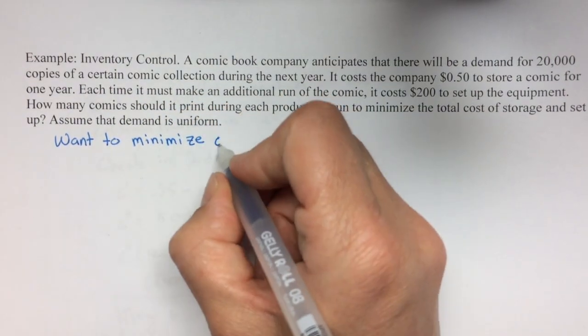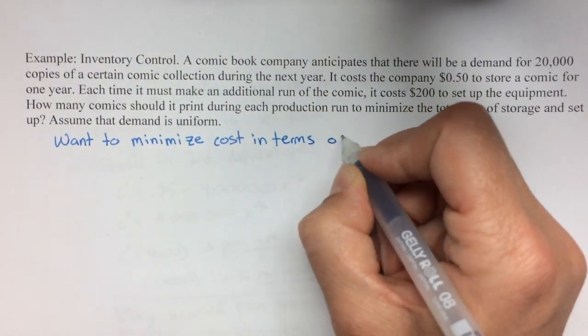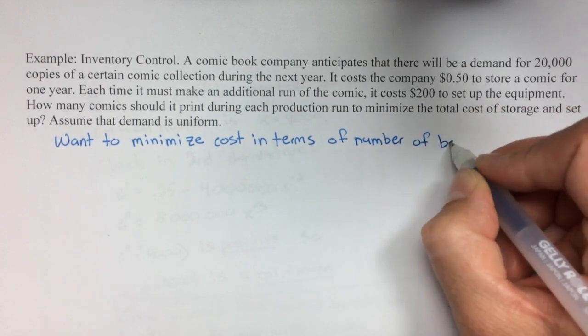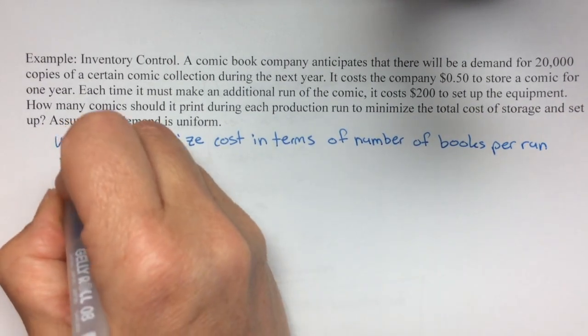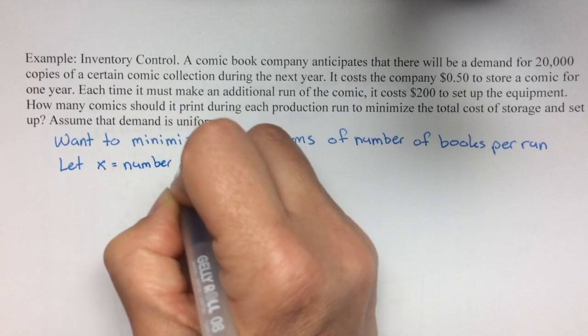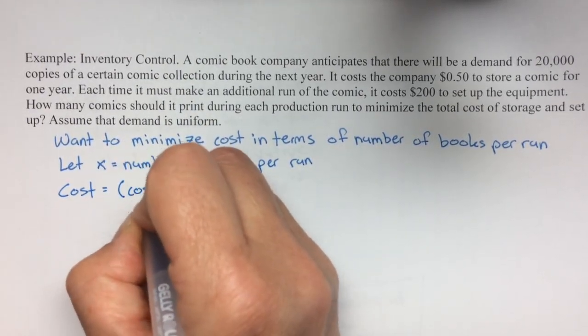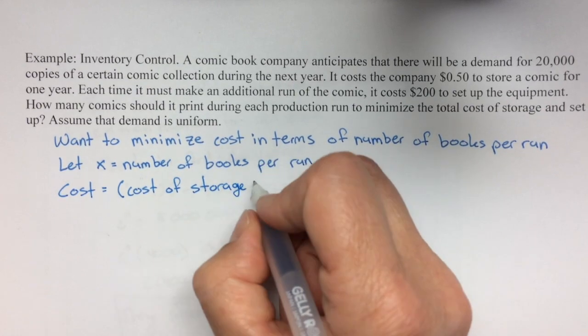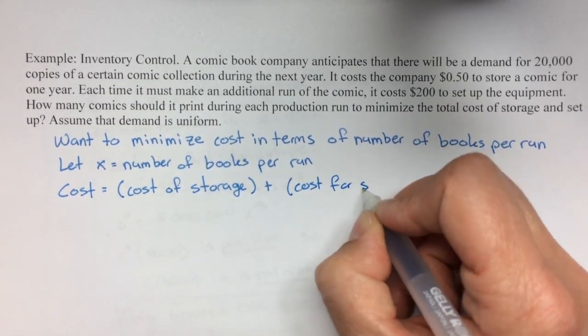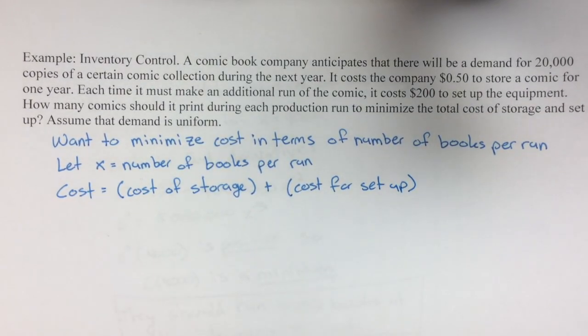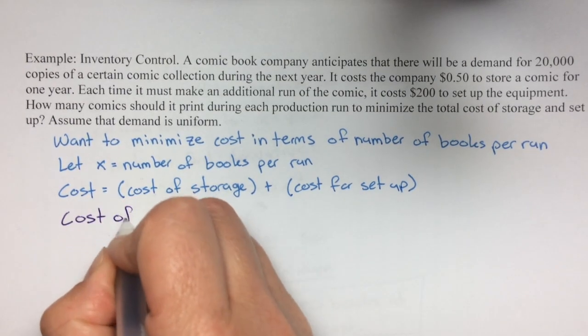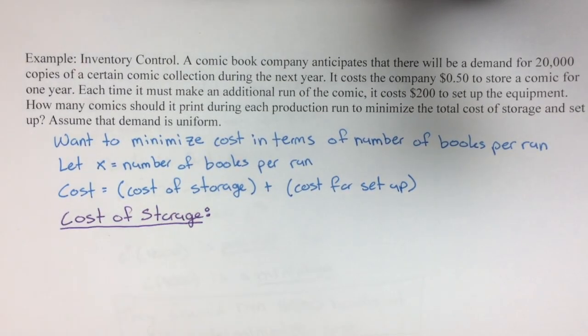For our second example, we've got a comic book maker who wants to minimize costs in terms of the number of books per print run. So let's have our variable x be the number of books per run. Then the total cost is the cost of storing those books plus the cost for setting up the print run. We're going to work on each of these separately. Let's start with working on the cost of storage.